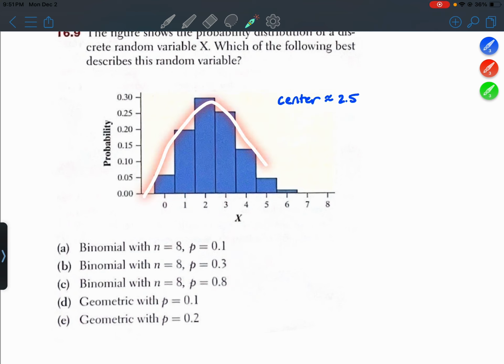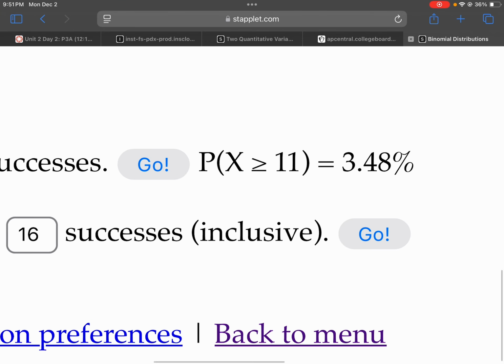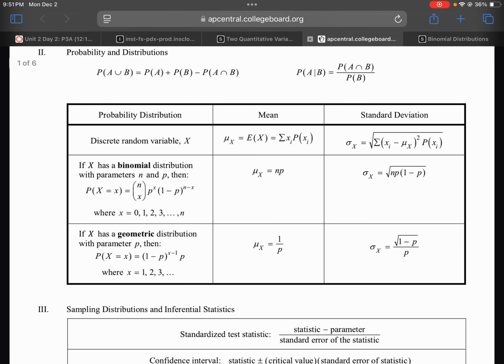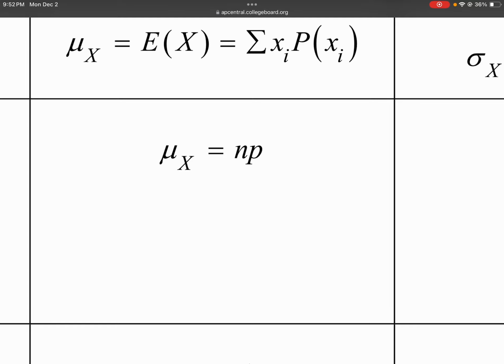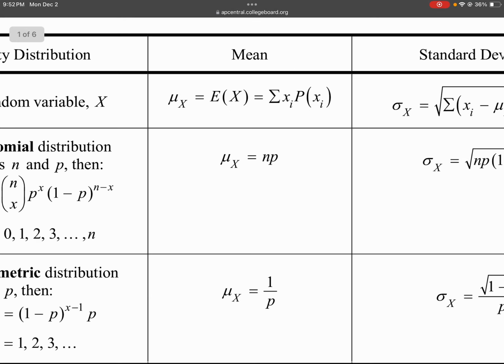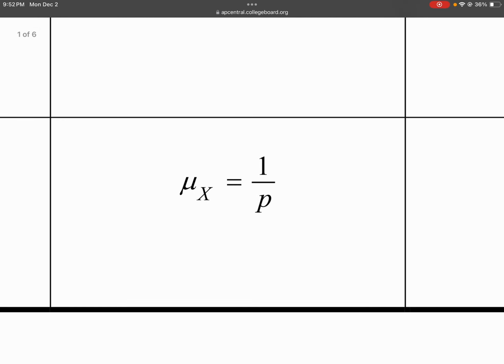Because anybody can visually see that the center is going to be probably around 2 or 3. Okay, if you need to see the formulas, let me pull it up real quick. It's right here. So for a binomial distribution, the mean is just n times p, number of trials times the probability of success. For a geometric distribution, the mean is 1 over p, so it's the reciprocal of the probability of success.